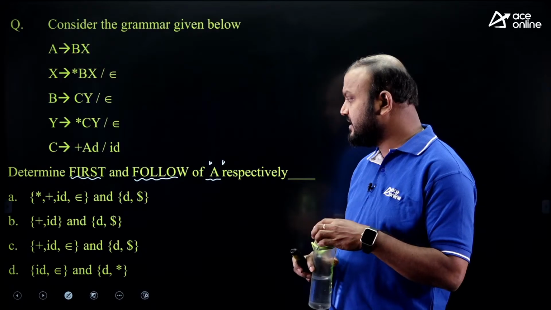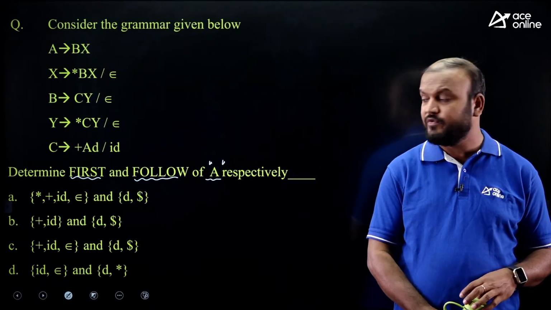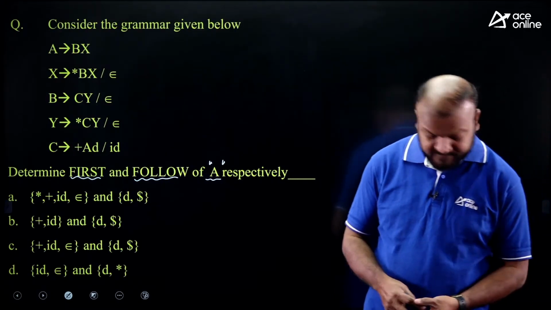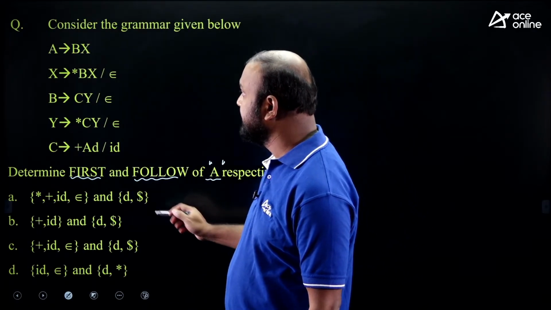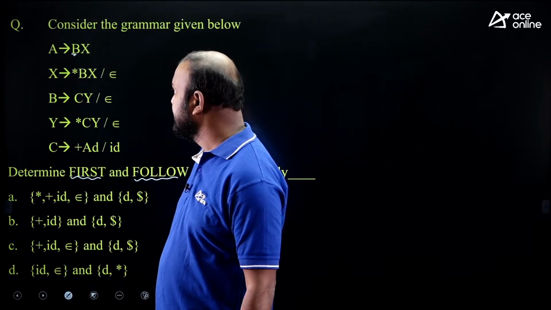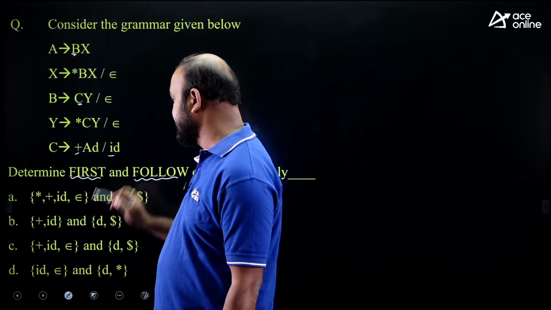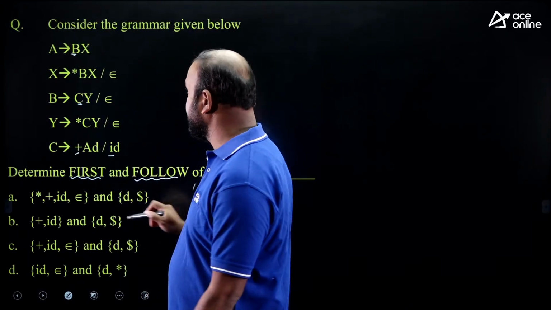What is first and follow of A? Look at first and follow of A. What is the first and follow? Look at first set of A. First of A is first of B. First of B is first of C. First of C is plus and id. Right? Because the question is about first of A.